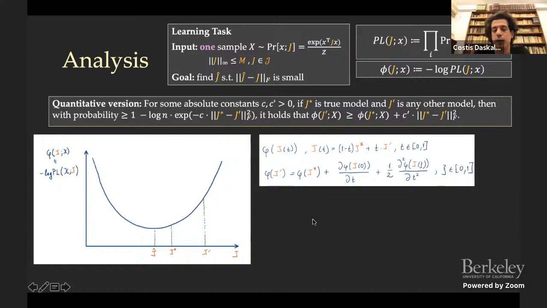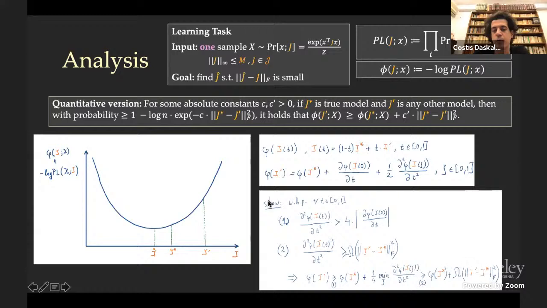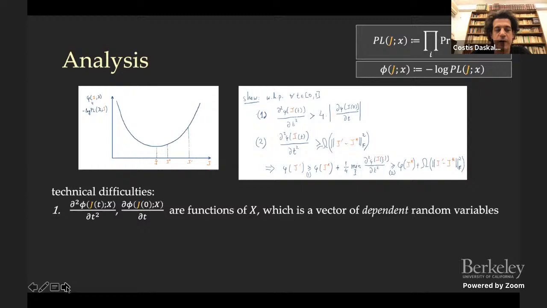Given this exact equality, what we show is two things. First, the second derivative is more than four times the absolute value of the first derivative in the whole interval. So even if the first derivative is negative, it is not bigger than the positive second-derivative term. The second derivative must be positive because the function is convex, but the question is whether its positivity is bigger than the possible negativity of the first-derivative term. What we show is that in the whole interval it dominates that possible negative term. And it is also bigger than the lower bound that we wanted to prove. Putting the two together, we get that certainly this holds. That's a good intention, but as I was saying earlier, the technical difficulty is that these two derivatives are functions of X, which is a vector of dependent random variables.